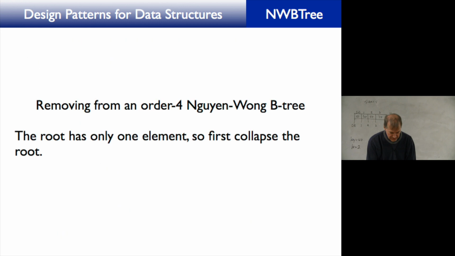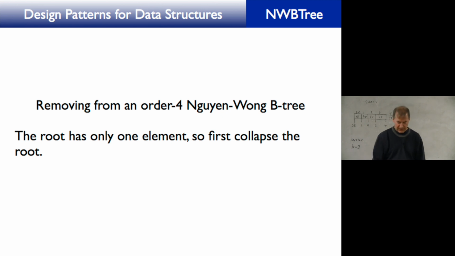Okay, so that was... All right, now let's just do a few examples and then we'll see how this all works. Now look, here again, we're going to remove from an order 4 B-Tree. The root has only one element.